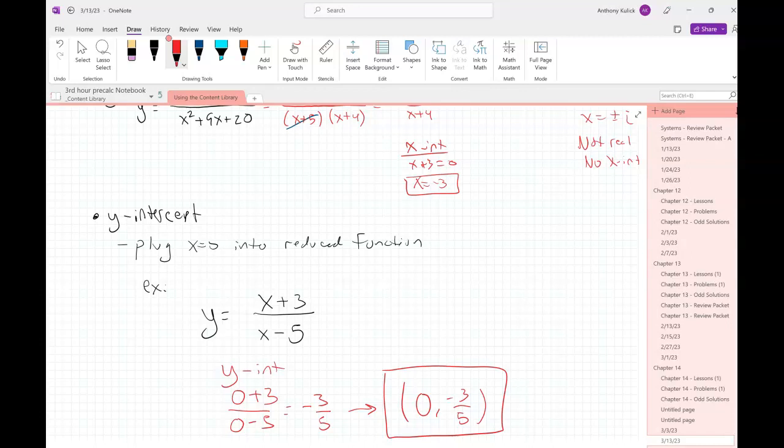Should we write our x-intercepts as points as well? You could. Yeah, you could. Sure.